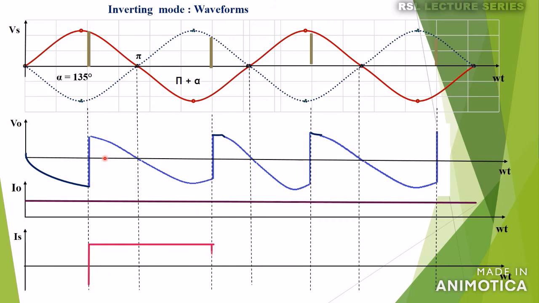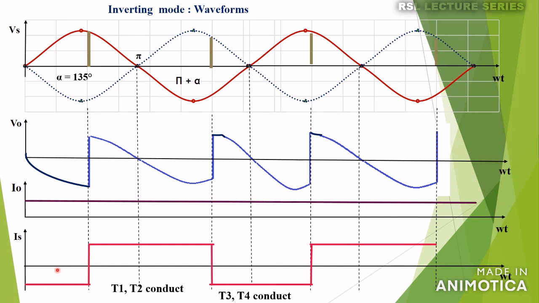Supply current will remain positive from alpha to pi plus alpha. Again from pi plus alpha to 2 pi plus alpha, it will remain in the negative direction. This is the inverting mode. In the inverting mode, the important point is that alpha should be greater than 90 degrees.